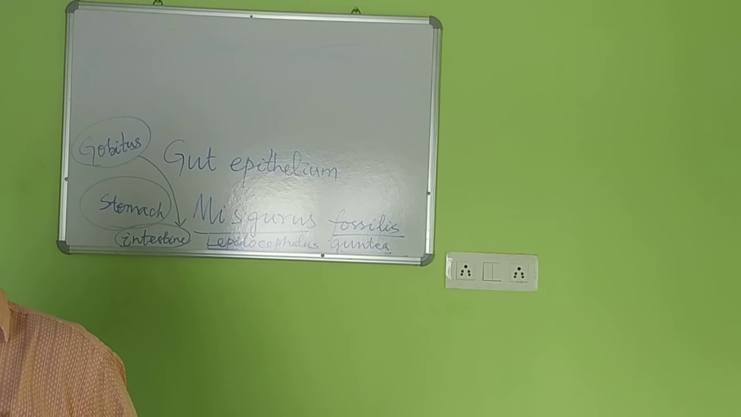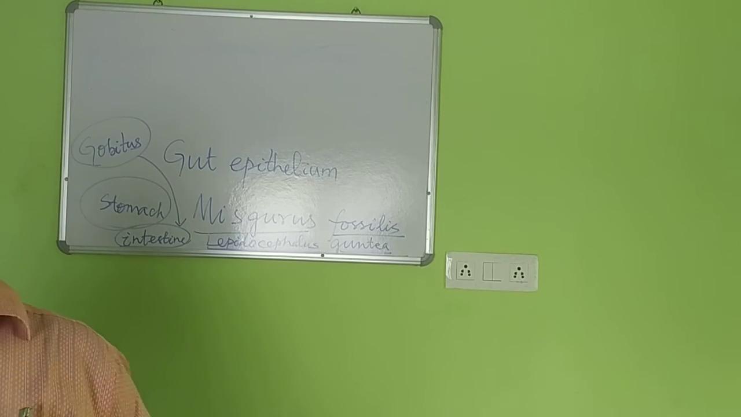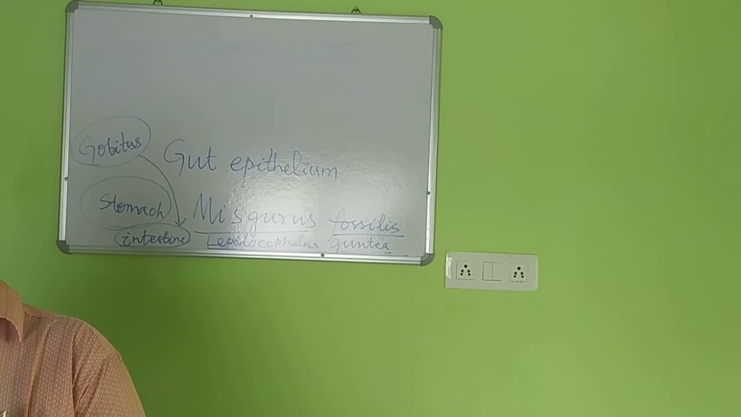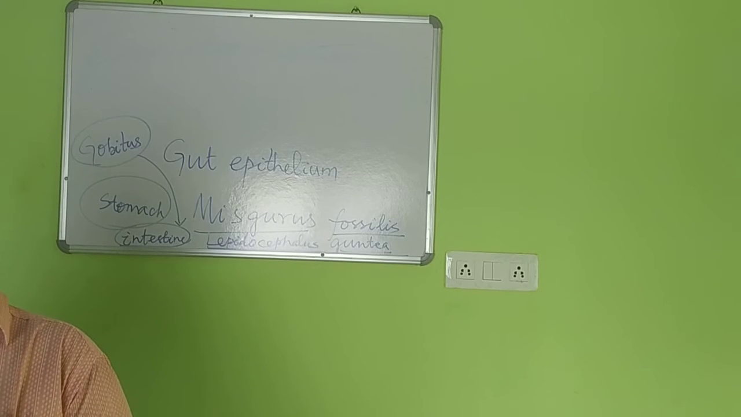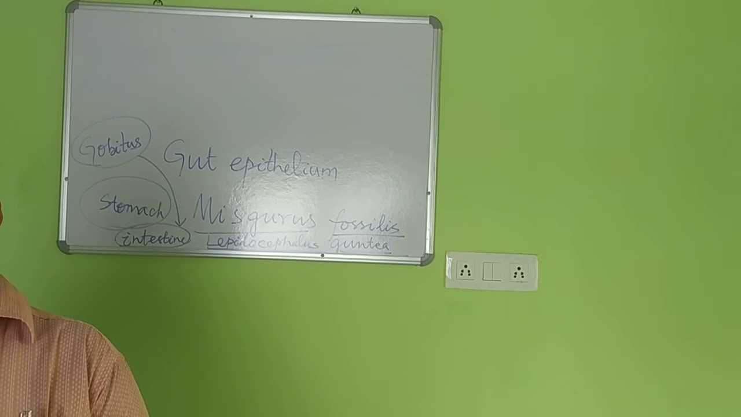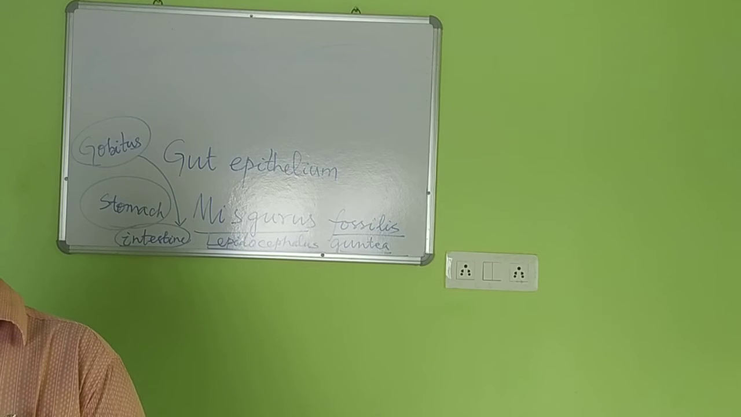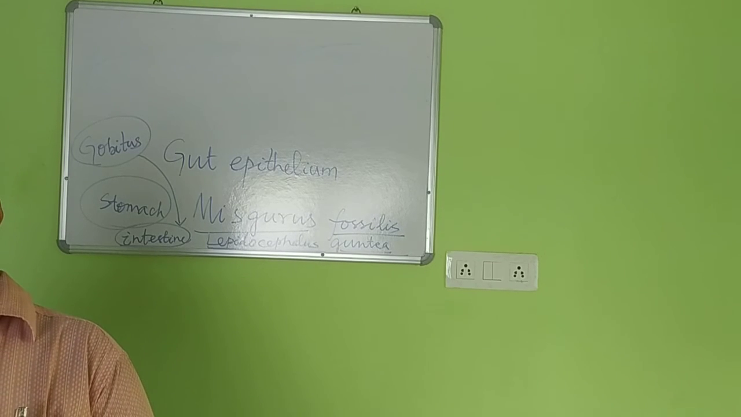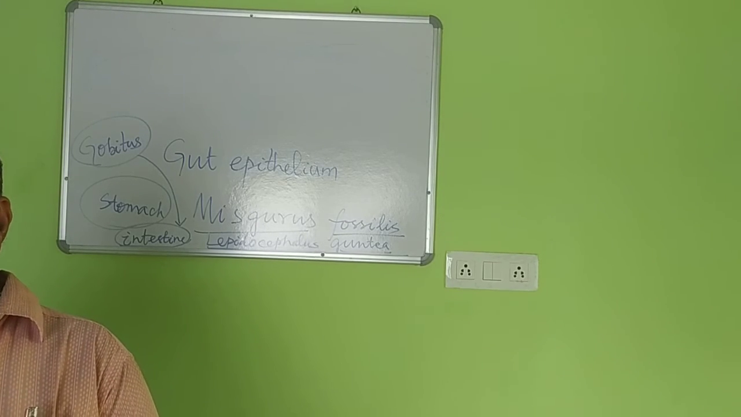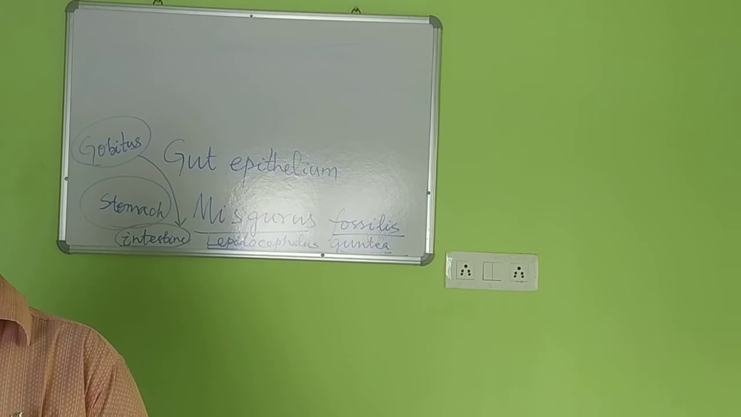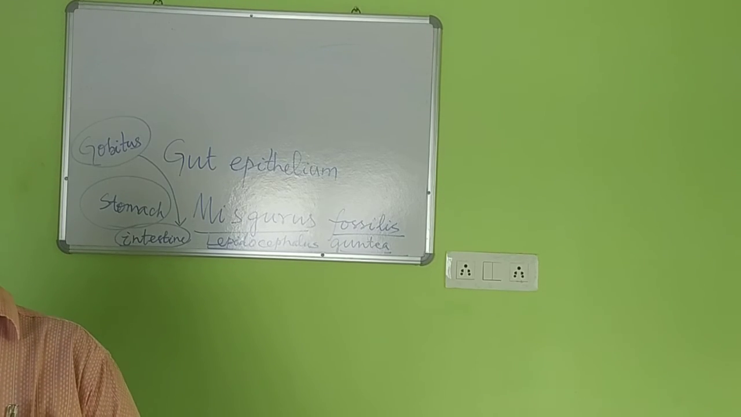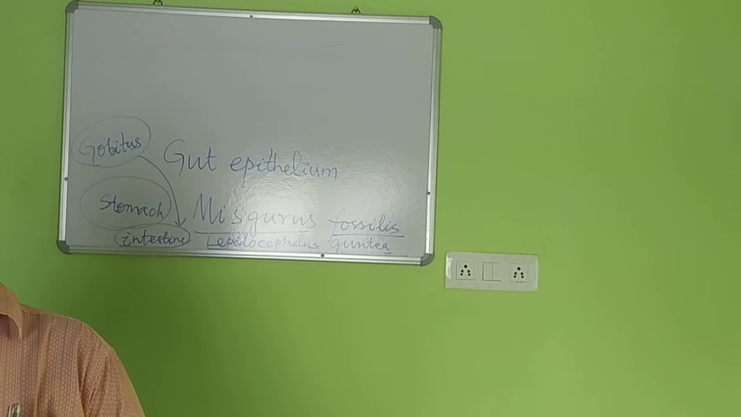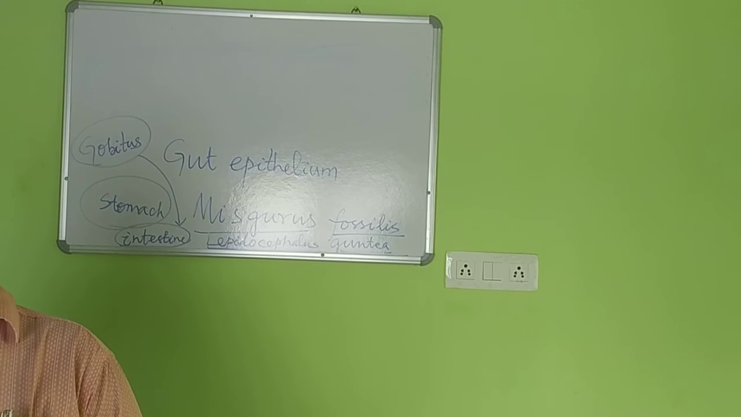Let us go into detail about them. Here it is saying that in gut epithelium, in several fishes, the epithelial lining of certain parts of the alimentary canal becomes vascular and modified to serve as a respiratory organ. It may be just behind the stomach, as in Misgurnus fossilis, or the intestine. Examples are Lepidocephalus guntea or Gobitis. These two are the examples of it.